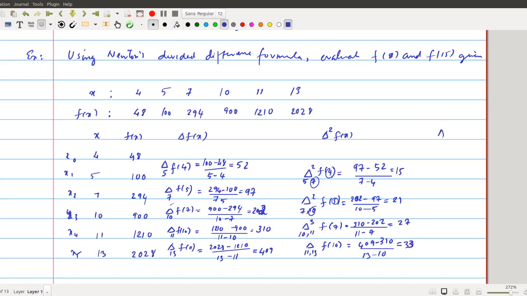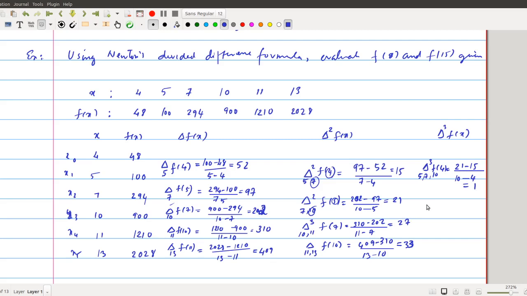Now you evaluate the final order divided difference, that is delta cube of f of x. This is denoted by the symbol delta cube of three things, that is 5 7 10 of f of 4. The denominator is the difference between these two, 10 minus 4, and the numerator has these two differences, 21 minus 15, which is equal to 1.